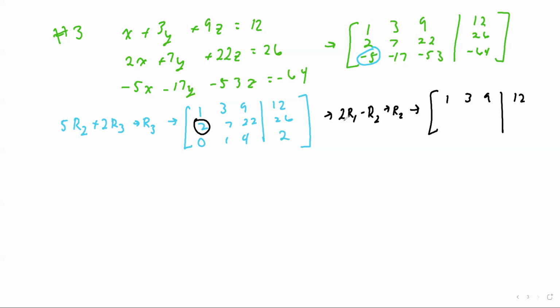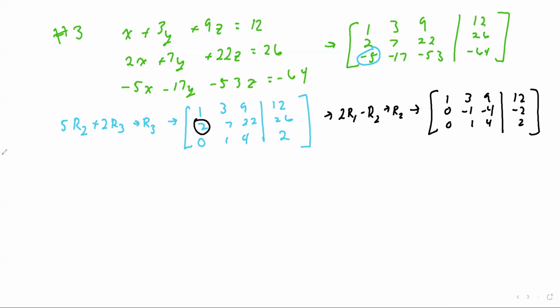And then here we have 2 times 1, which is 2, minus 2, which is 0. And then we have 6 minus 7, which is -1. And we have 18 minus 22, which is -4. Then we have 24 minus 26, which is -2. And then we have 0, 1, 4, 2.